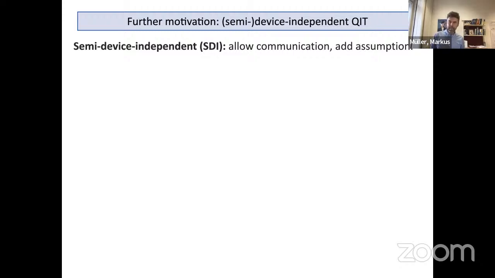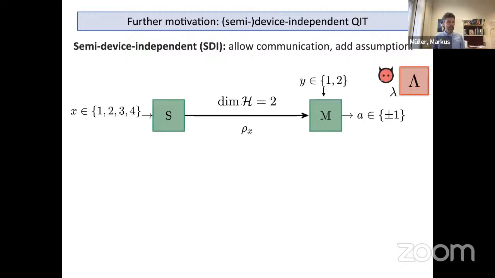And the motivation here is that maybe you don't want to build a full-blown Bell experiment in your laboratory because that's very difficult. So perhaps there's a simpler setup where you actually allow communication between the devices, but then you also have to add an assumption to make that work. So here's a typical scheme that people talk about.